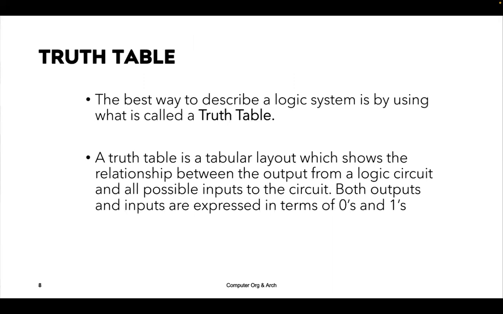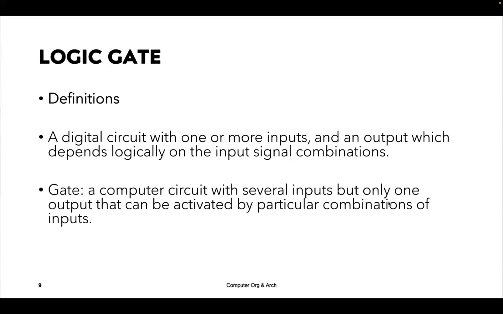And the best way to describe a logic system is by using what we call the truth table. Once we have the truth table, then it becomes very easy for us to determine the state of the logic system we are dealing with. The truth table is a tabular layout which shows the relationship between the output from a logic circuit and all possible inputs to the circuit. You realize that both outputs and inputs are expressed in terms of zeros and ones.